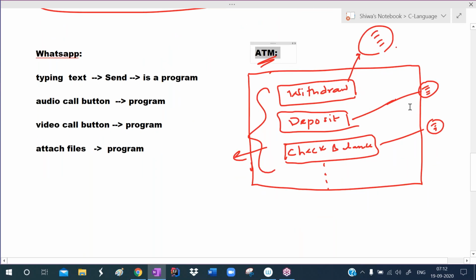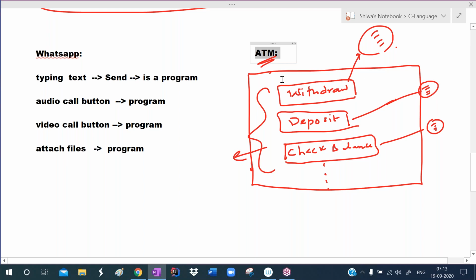Like that, ATM centers are using software. In an ATM center, software is there. The ATM machine has software. After inserting your card and entering your pin number, it displays a menu to us. There is a withdraw option, deposit option, check balance option, mini statement option, and fund transfer option. This is the menu.